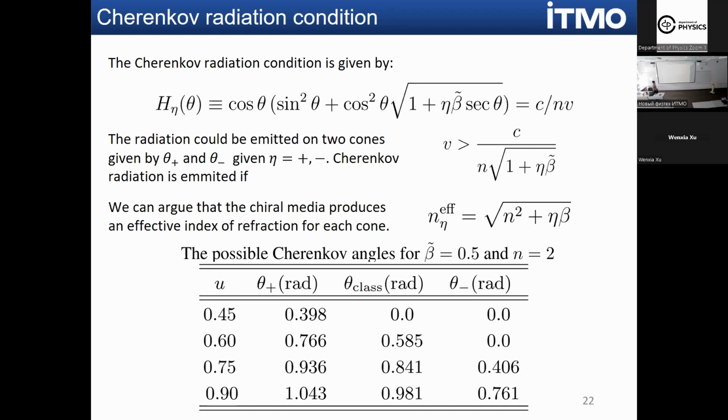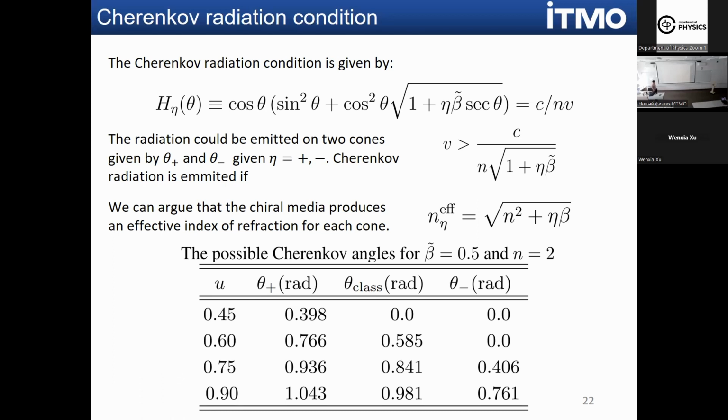And the effective index of refraction is that one here. So the index of refraction that each cone feels is different. So we have birefringence, and that's what I told you, that each cone corresponds to a different polarization. We can numerically calculate the possible Cherenkov cones for a specific case.